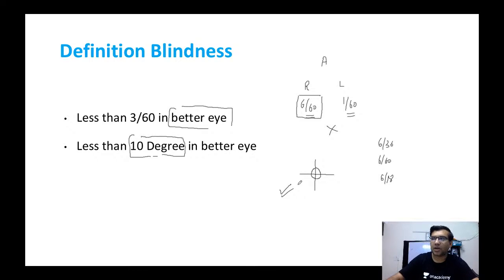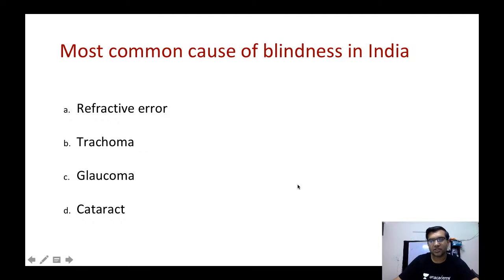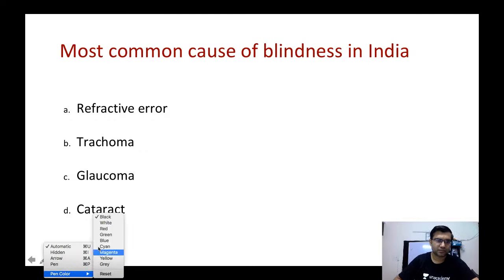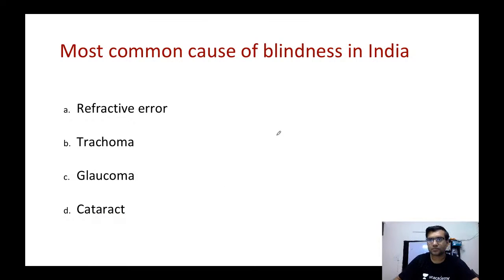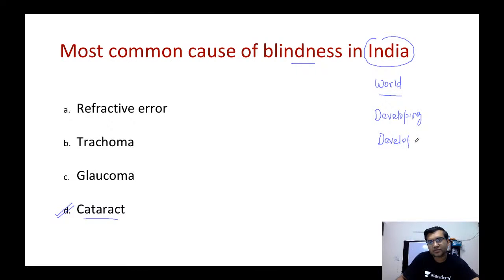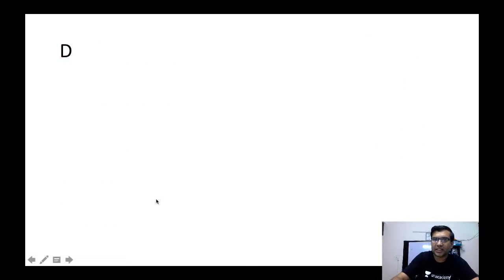My next question is about the most common cause of blindness in India. Your options are refractive error, trachoma, glaucoma, or cataract. The most common cause of blindness in India is cataract. Remember, the most common cause of blindness in India, in the world, in developing countries, in developed countries, for everything the answer is cataract.